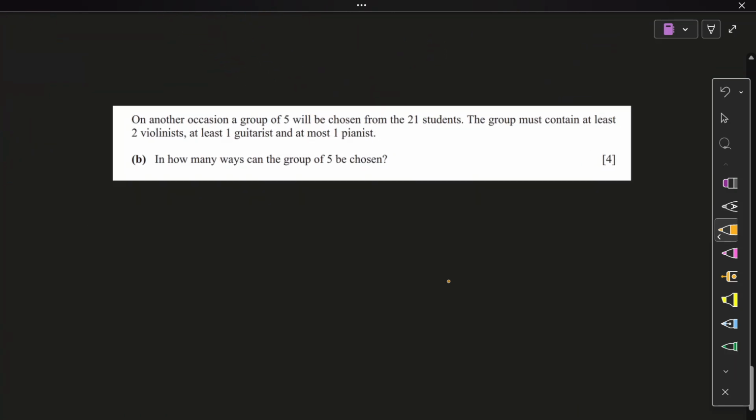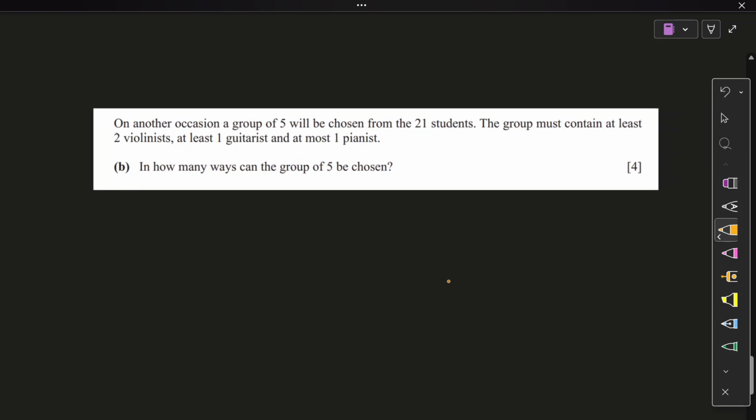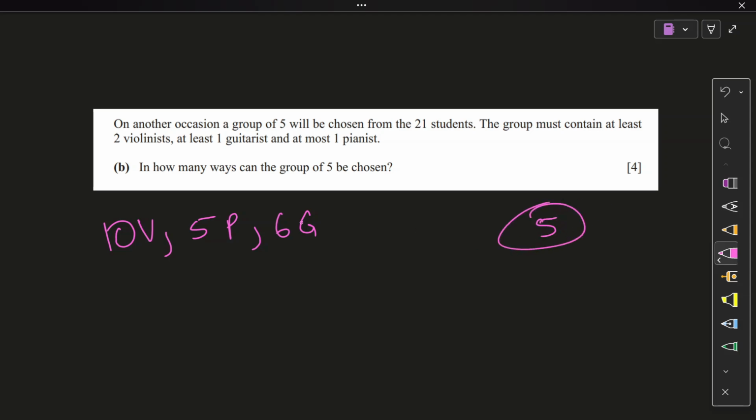4 marks for this one. Something related to, I guess, the amount of guitarists, etc. So, on another equation, a group of five. Okay. First, let's bring back the distinctions. That was 10 violinists, 5 pianists, and 6 guitarists. That's our distinction. Now we need to form a team of 5 this time.